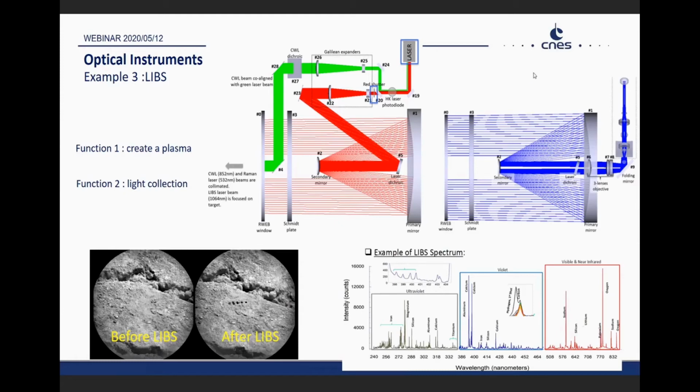The two pictures below show the surface of the rock before and after LIBS. You can see 5 holes on the rock. Finally, an example of the spectrum built by the instrument below here, with all chemical elements identified.